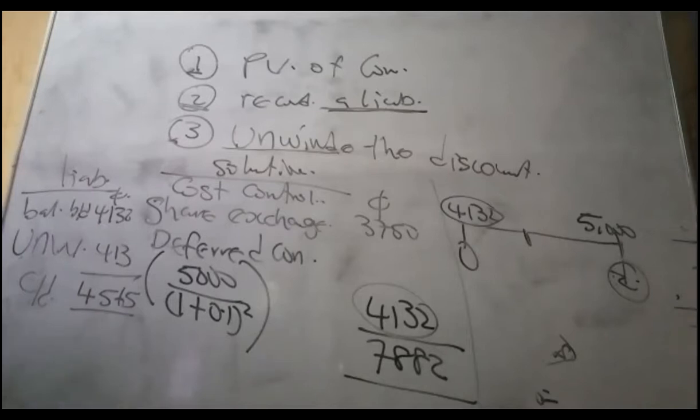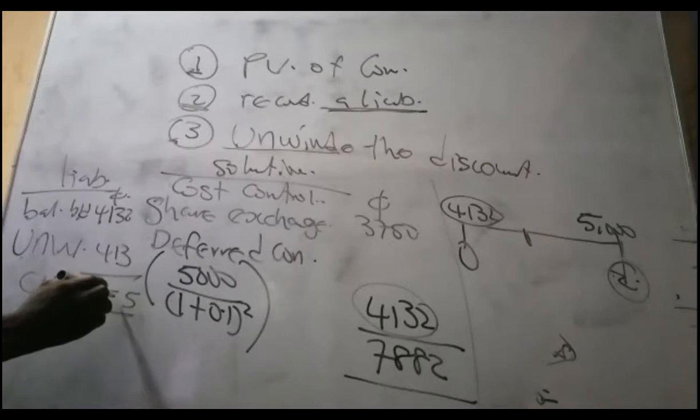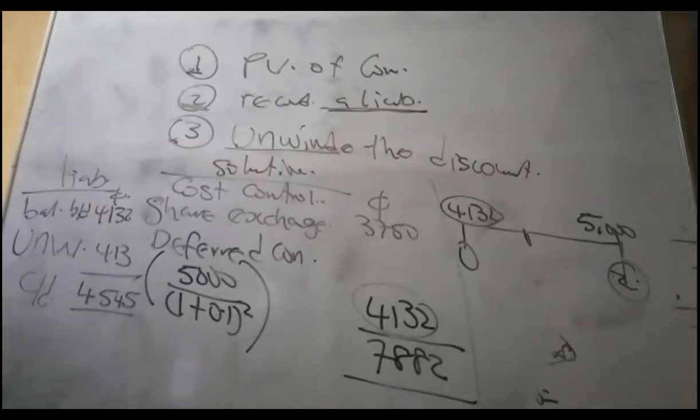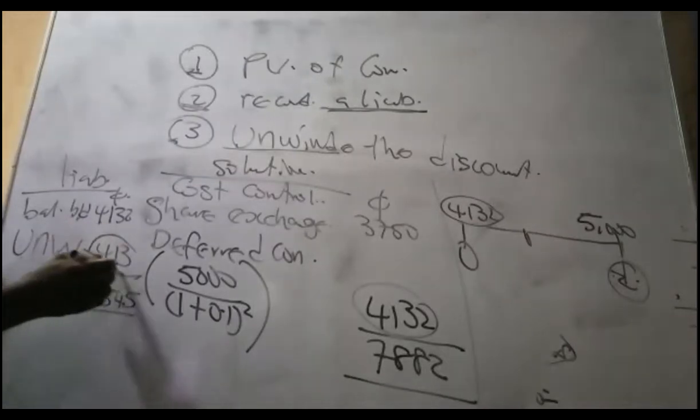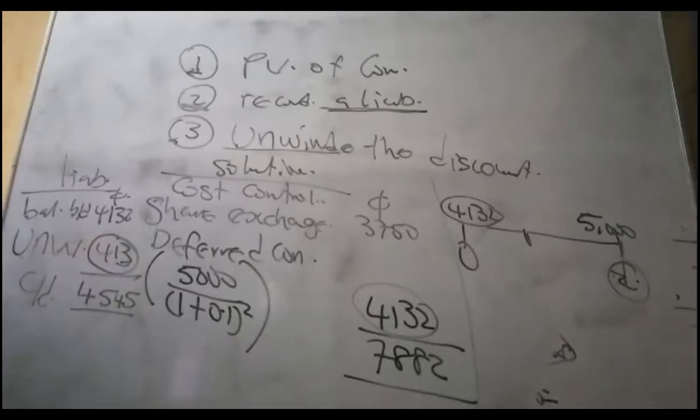Okay, so 4,545, right? Good. So basically, that is it. So in short, this amount of discount must be subtracted from who? The parent profit.